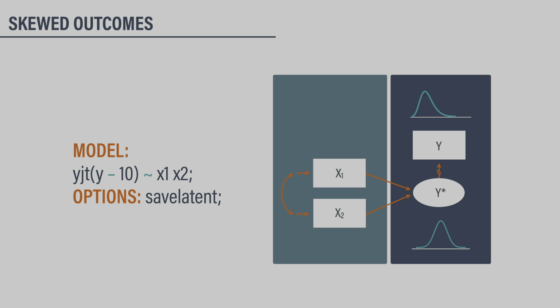Finally, when using the save command to create multiply imputed data sets, listing the save latent keyword on the options line writes the normalized scores to the file. By default, only the non-normal manifest imputations are saved. That concludes the brief tour of outcome variable types in Blimp.